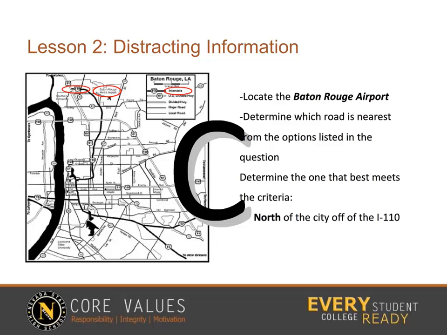Is the airport north or east of the city? Because it is in the center top part of the page, north is the correct answer. Determine the one that best meets the criteria from the answers provided, and you should have come up with north of the city off the I-110, making C your correct answer. Click to the next slide when you're ready to continue.